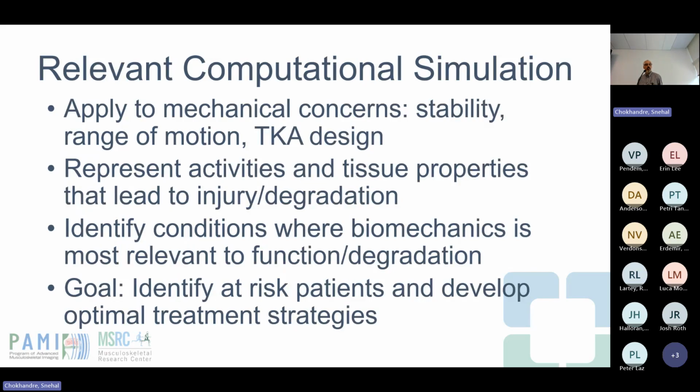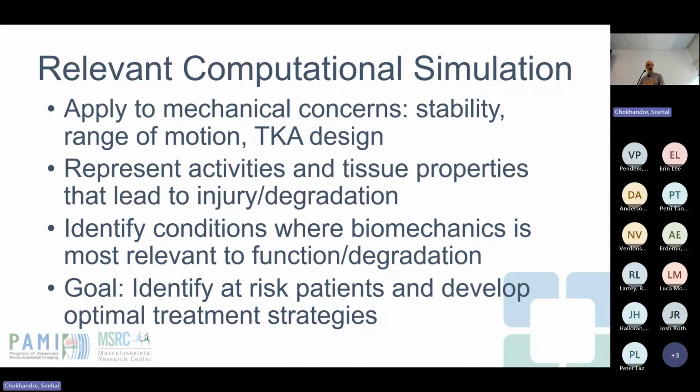So how do we develop relevant computational simulation? The easy thing is, well, let's just apply it to mechanical concerns. Let's just look at studies related to stability, range of motion, total knee design, that maybe we know are mechanical issues. We'll make a mechanical model and we'll just study it that way. But that narrows our scope and limits us to some stuff that doesn't really address the big picture issues: what causes early OA and what causes patients to need these treatments. We're limiting ourselves from doing those kinds of studies if that's where we limit our analysis.